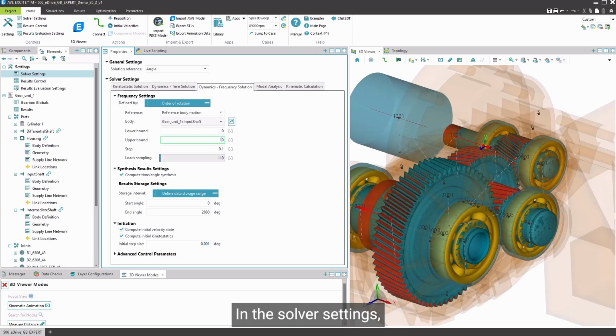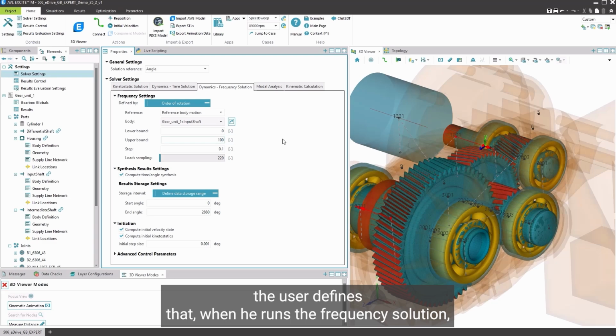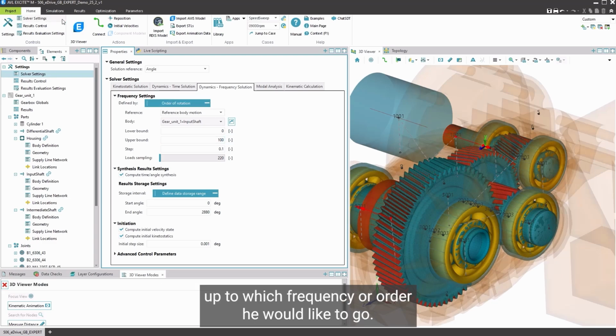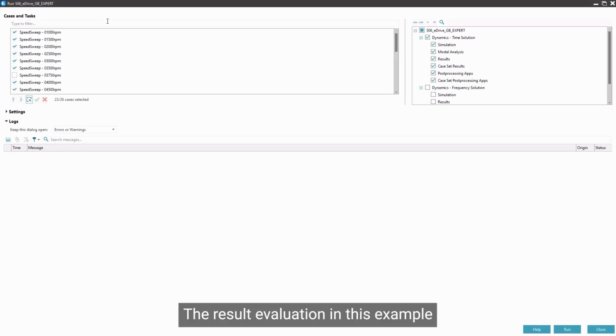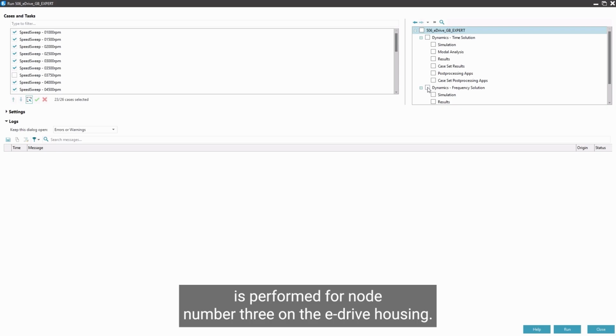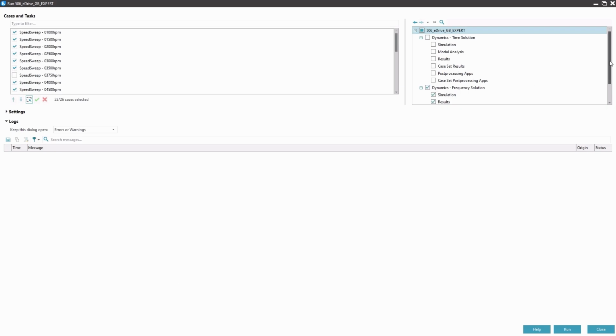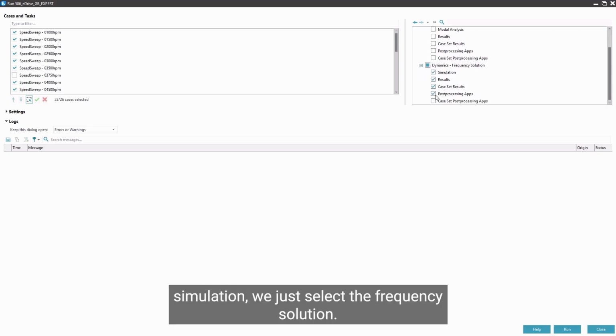In the solver settings, the user defines that when he runs the frequency solution, up to which frequency or order he would like to go. The result evaluation in this example is performed for node number 3 on the eDrive housing. When running the simulation, we just select the frequency solution.